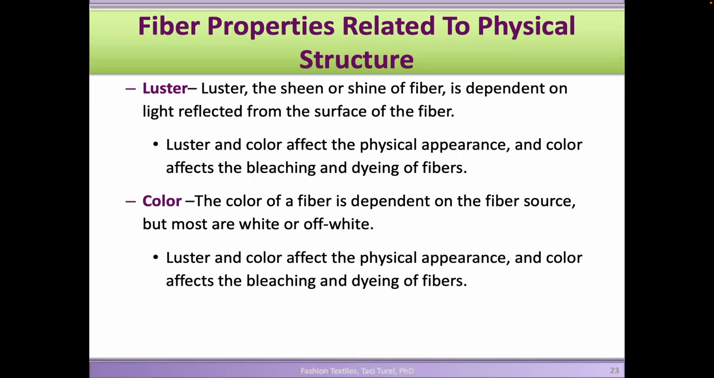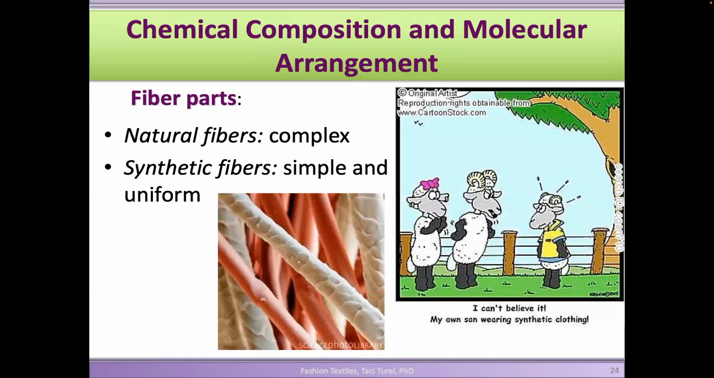So the luster, the color, those are all affected by the way you make the fiber or the materials that the fiber is made out of, right? Luster can affect physical appearance of the fiber, yarn, and fabric, and color affects the bleaching and dyeing of fibers. The color for natural fibers can be usually an off-white color, but then we bleach them and then we dye them to whatever color we want.